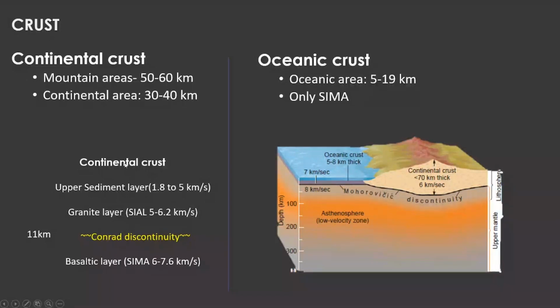SIMA indicates silicon and magnesium, and SIAL indicates silicon and aluminium. And in the continental part, there is a discontinuity called the Conrad discontinuity at around 11 kilometers below the surface. Right. So this is about the crust.